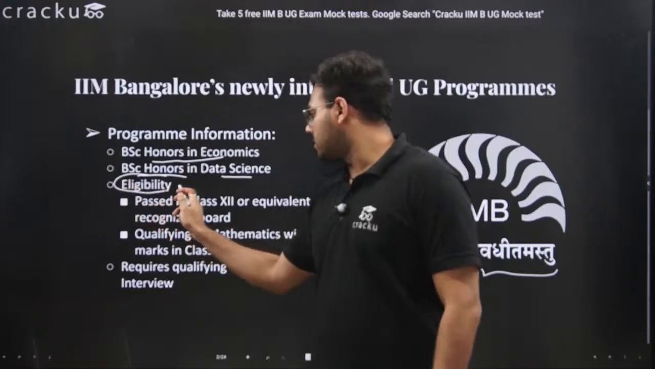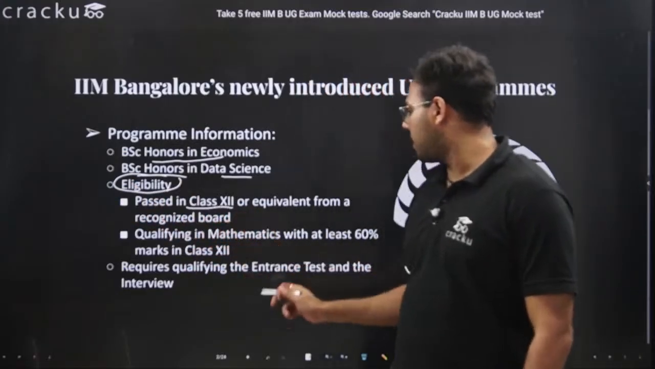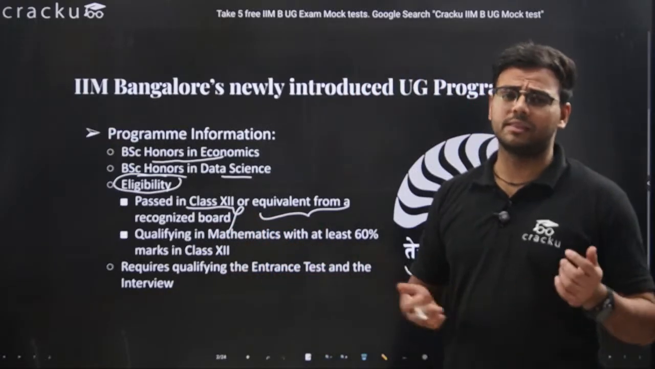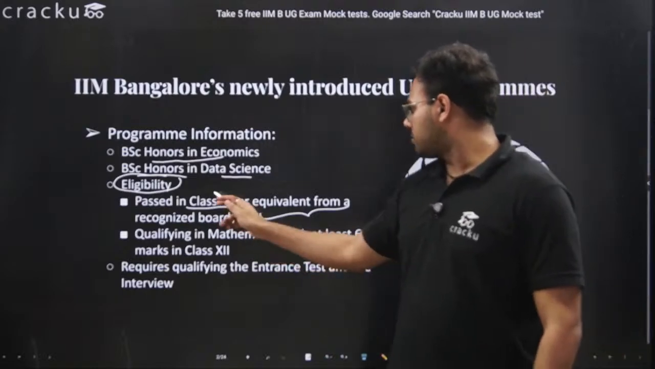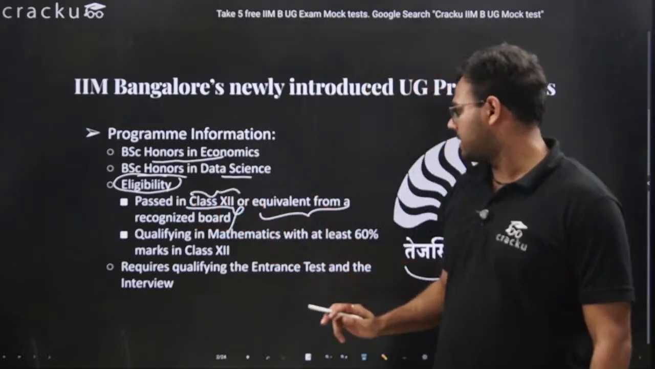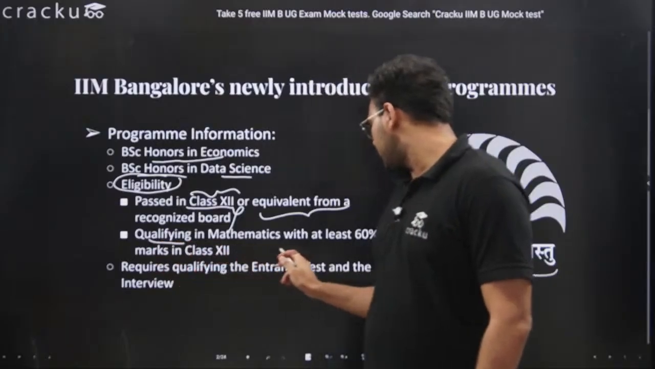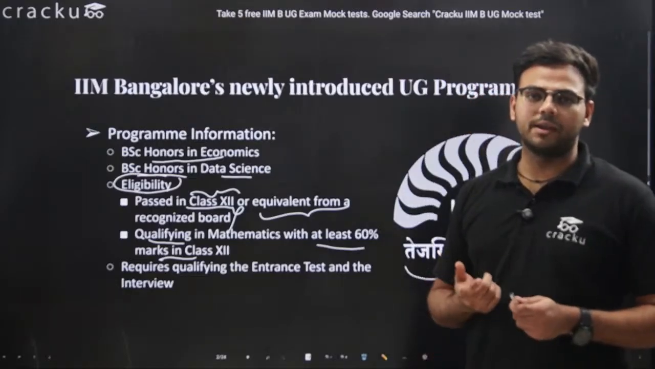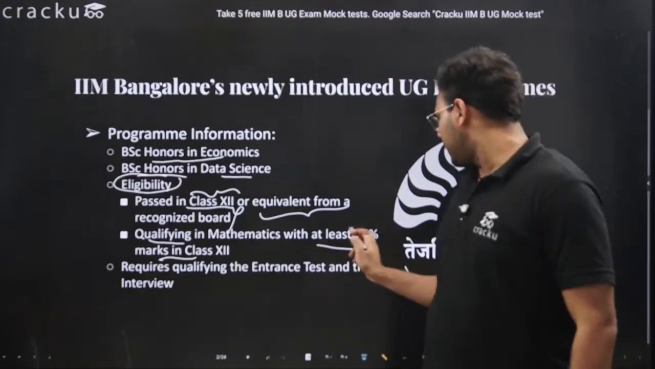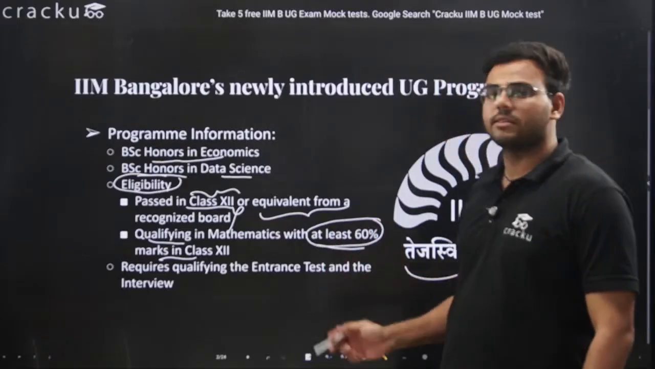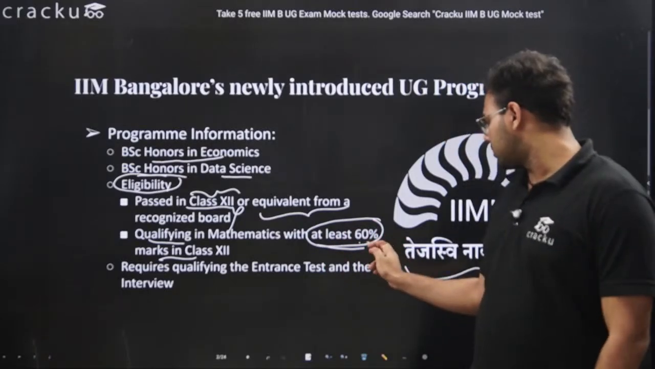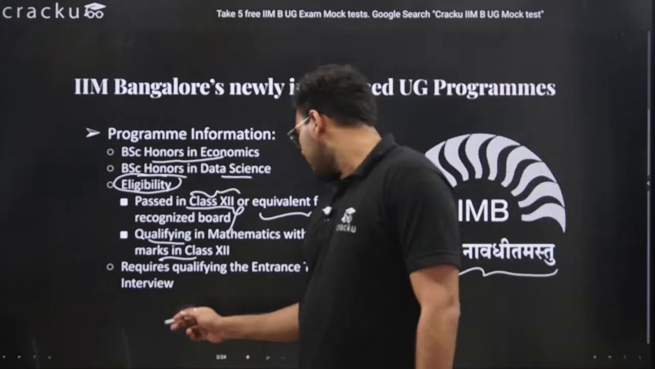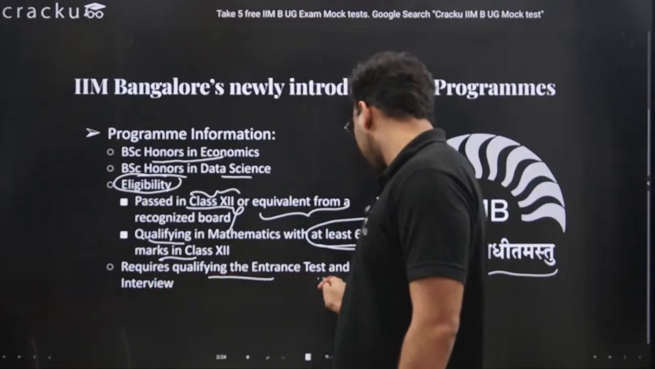The eligibility for this is you should pass your class 12th or equivalent from a recognized board. This board can be anything, CBSE, ICSE or any other state board. Qualifying in mathematics with at least 60% marks in class 12th is important. So you should have mathematics as a subject in your class 12th and you should have at least 60% marks in your board examination, whichever it is. You should at least score 60% marks in mathematics in class 12, as well as qualify the entrance test and the interview.